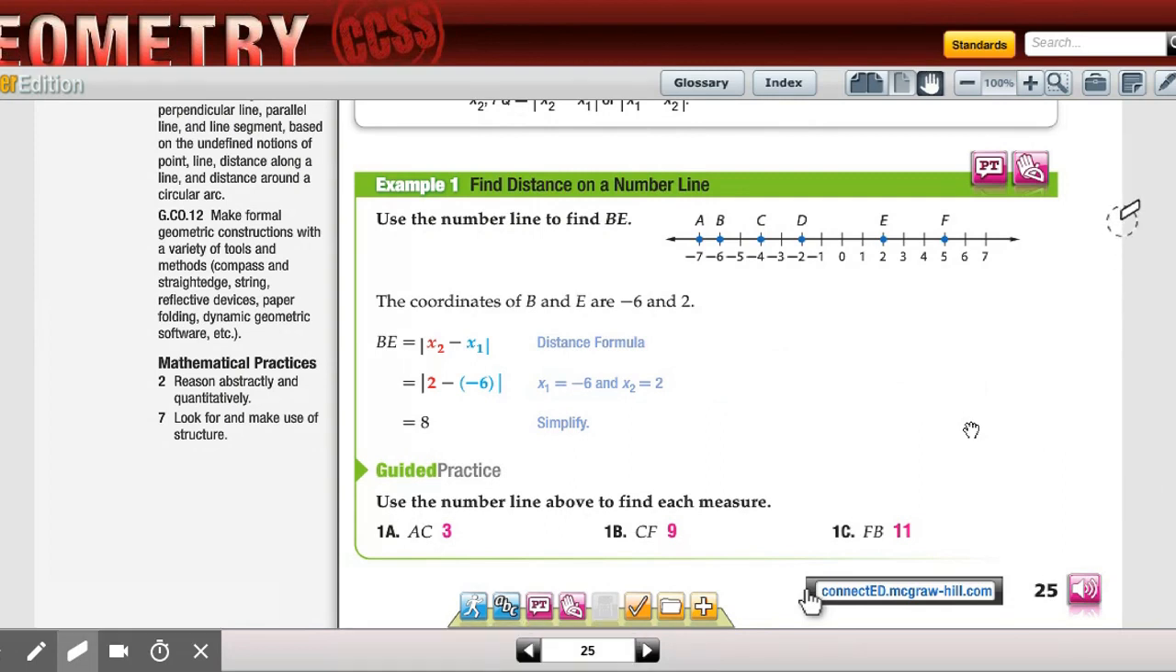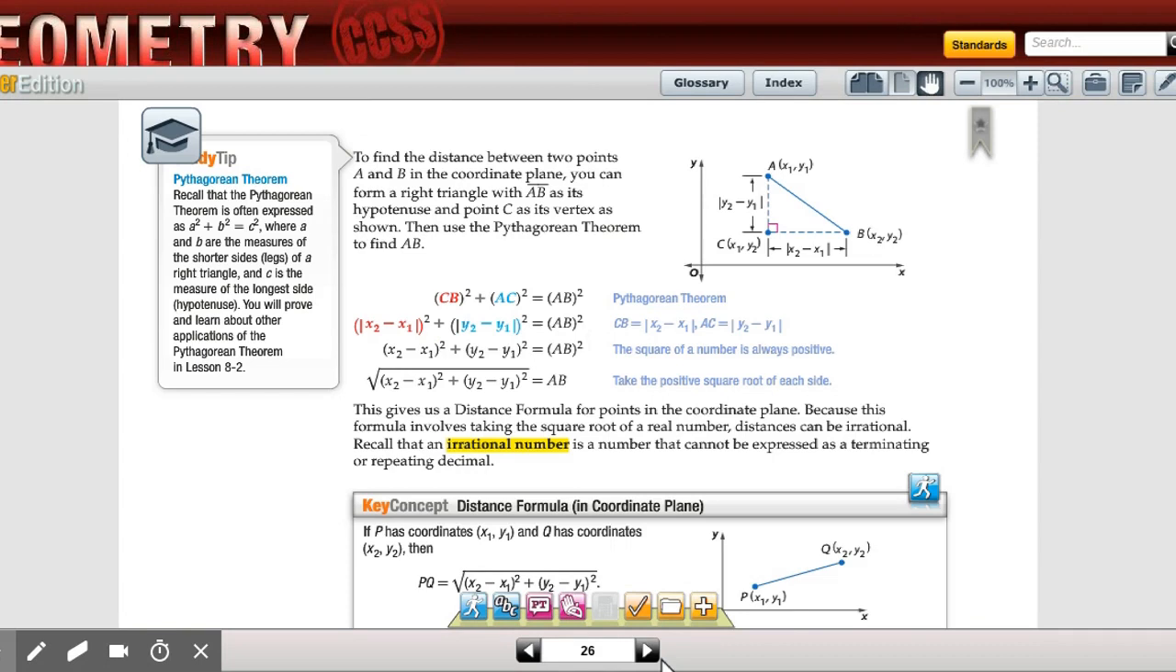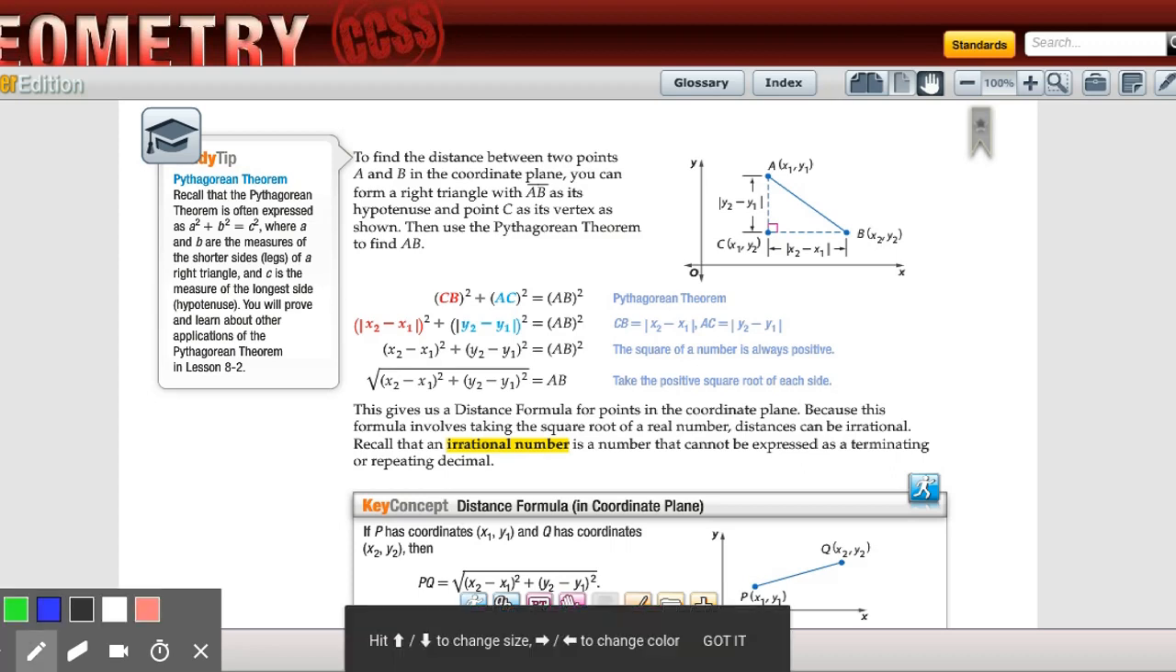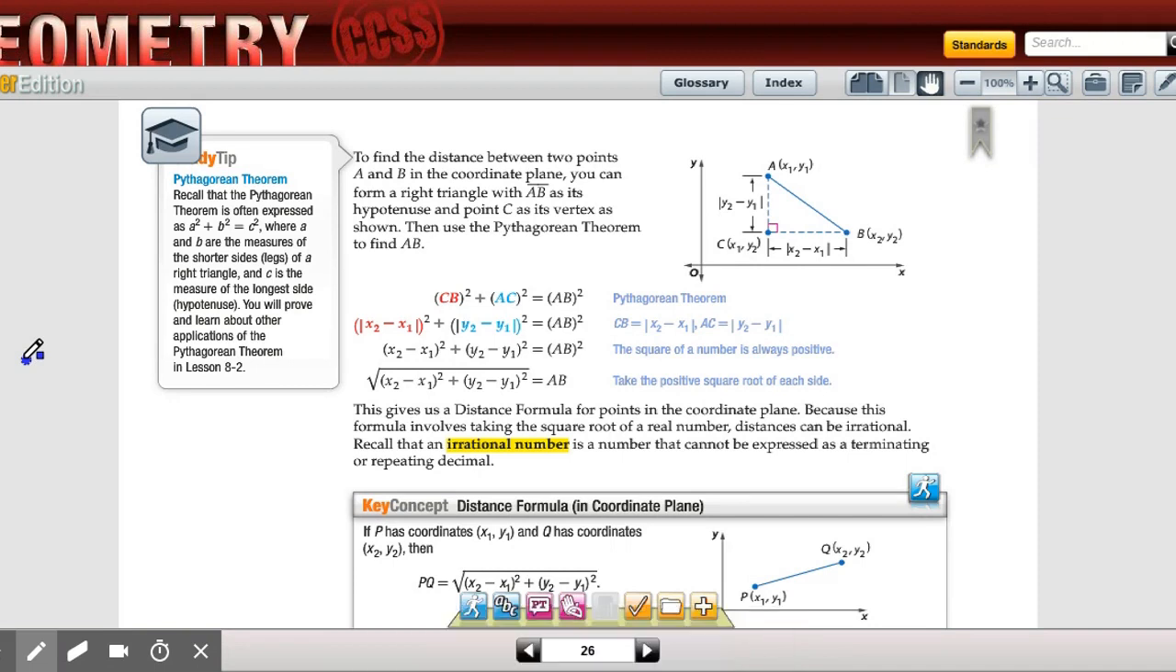All right, let's go to the next part. Okay, so we're going to talk about finding distance between 2 points just on a graph, just from the coordinates of the points. And this is very much related to the Pythagorean theorem, as you see up here.